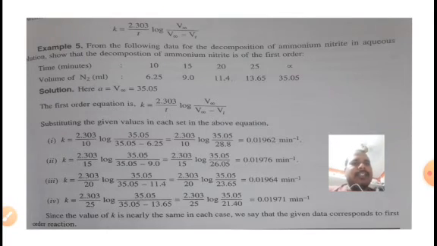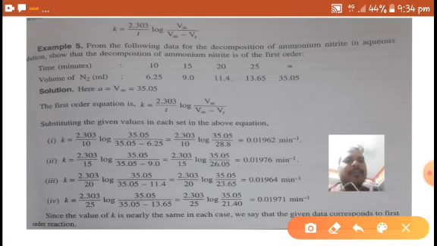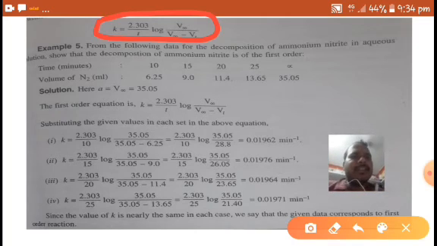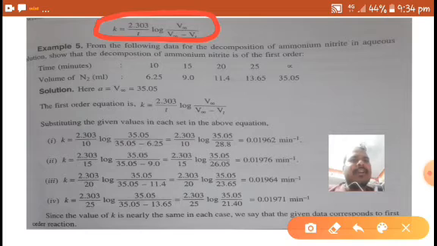Next, I am taking first order reaction in volume terms. In volume terms also, we have the equation for rate constant: K is equal to 2.303 by t log V infinity by V infinity minus Vt. Here t means at time t.